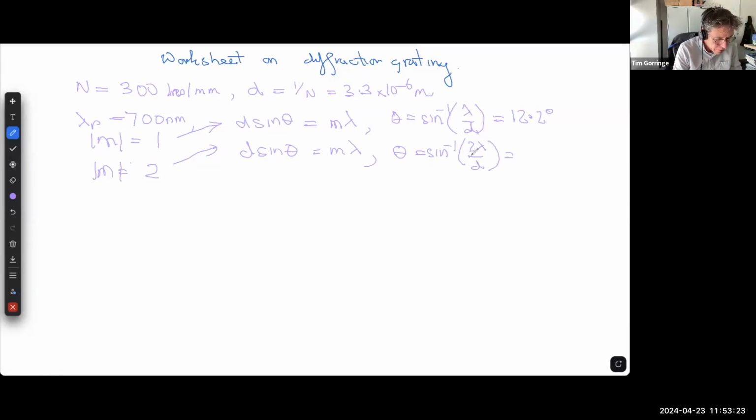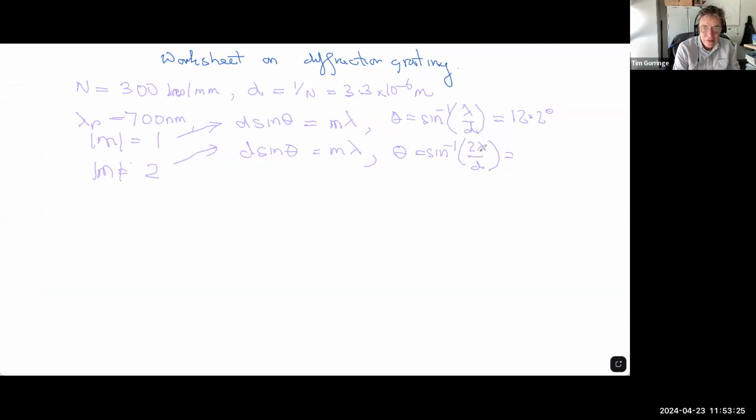And so I've just got to plug in 2 times 700 nanometers, or 7 times 10 to the minus 7 meters, divided by 3.3 times 10 to the minus 6 meters, the slit separation, that's 3.3 microns. And that number came out to be 25.1 degrees.